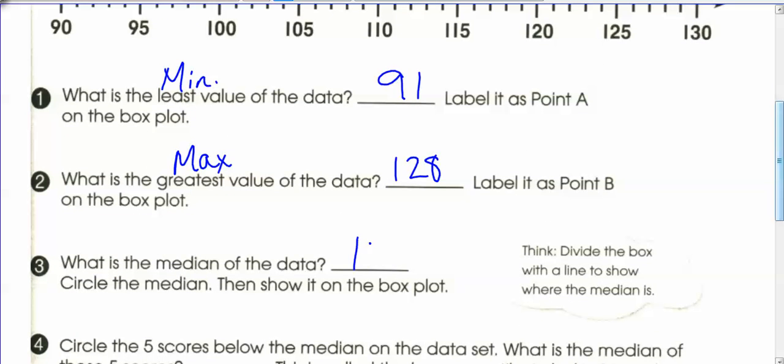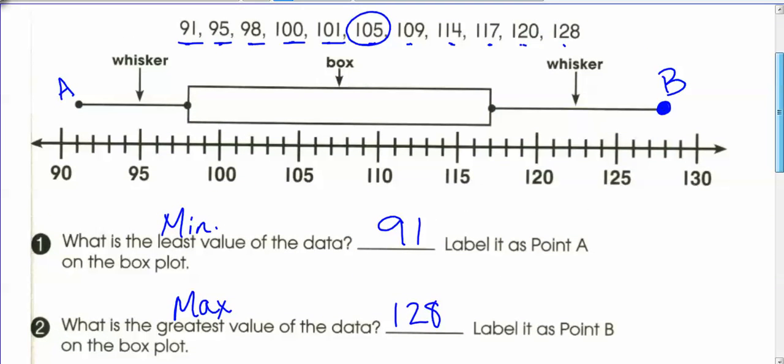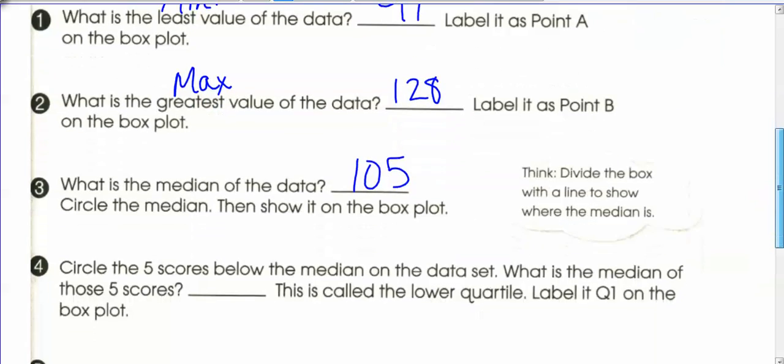Okay, what is the median? 105. Show it on the box plot. So how do you show the median? Well, wherever it is, you draw a vertical line. So 105, right up above that, you're going to draw a vertical line in that box, okay? All right, let's move on to the next question.